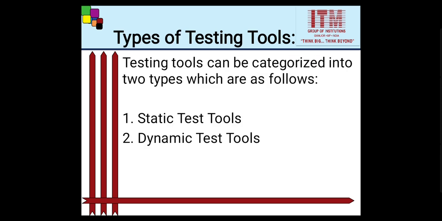Types of testing tools. Actually, many types of tests are available in the market, but only two types are considered in this video lecture. There are two types of testing tools: static testing and dynamic testing. The tools used during these testing types are named according to them. So testing tools can be categorized into two types: static test tools and dynamic test tools.